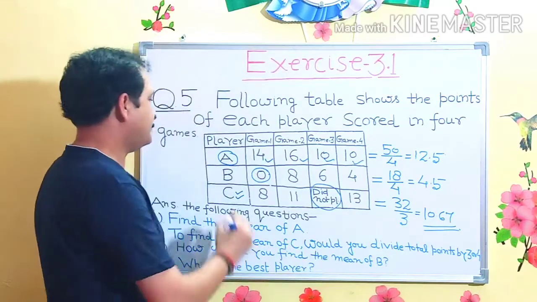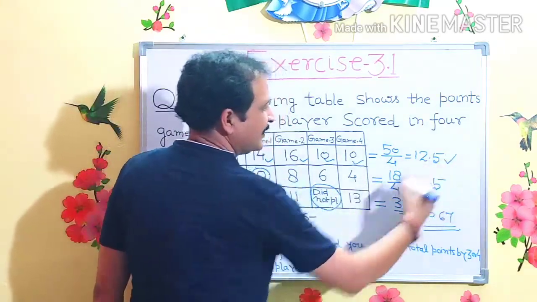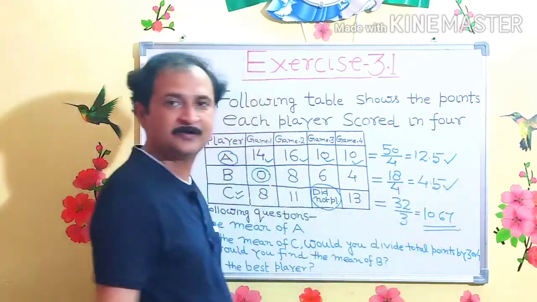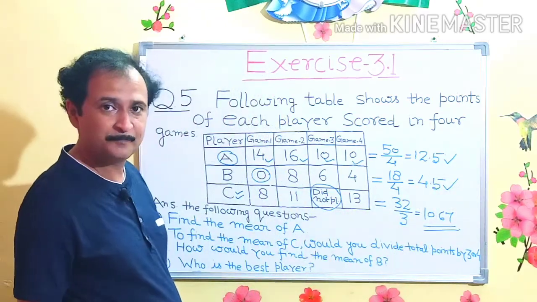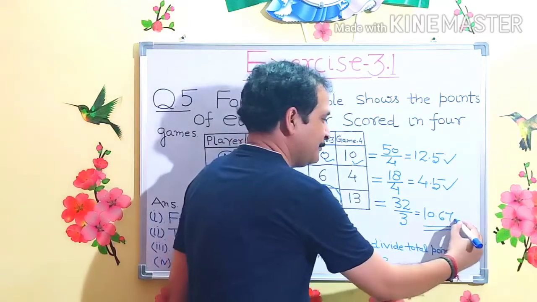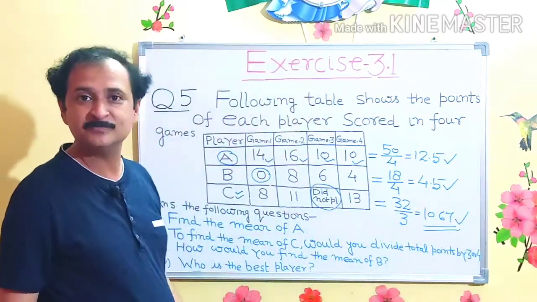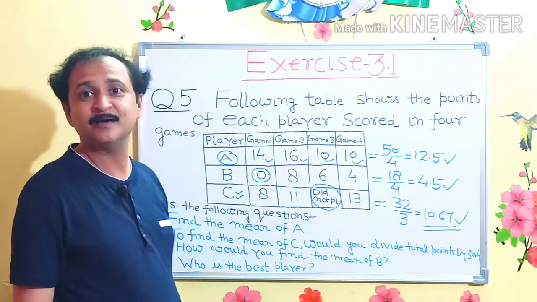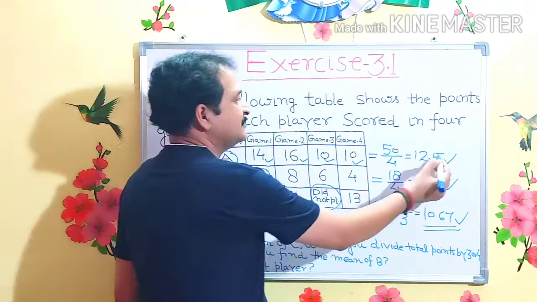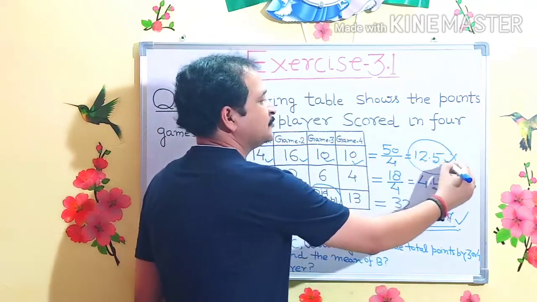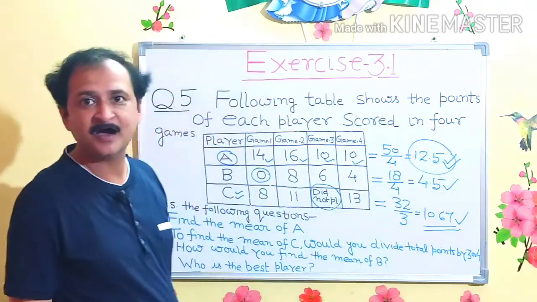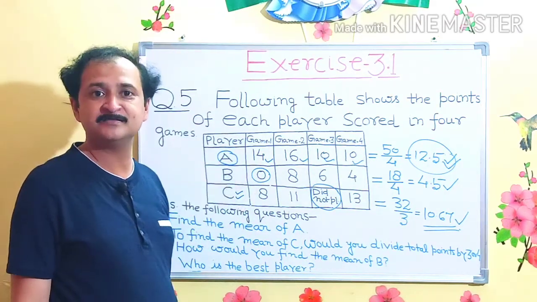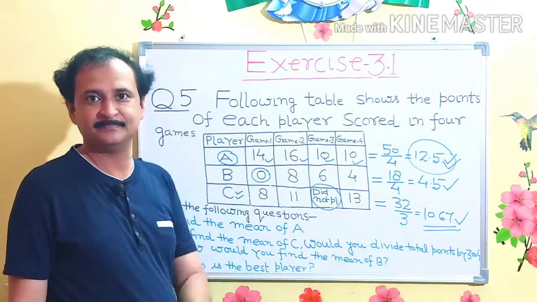So the mean of player A is 12.5. The mean of player B is 4.5 and the mean of player C is 10.67. So who is the best player? The player whose average is best is the best player. The average of player A is 12.5, which is the highest among these 3 players. So player A is the best player.